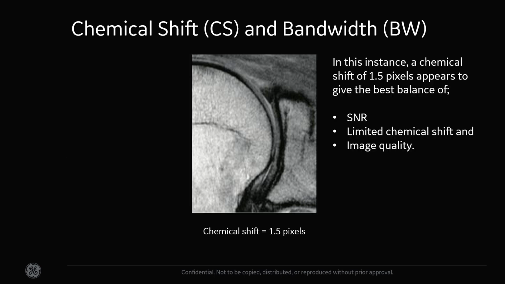So based on our last experiment, we can see that for this particular instance of this shoulder in the coronal oblique PD, it appears that a 1.5 pixel shift gives us the best balance of signal to noise, limited chemical shift, and high image quality.